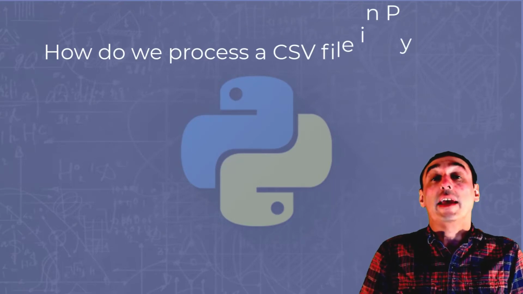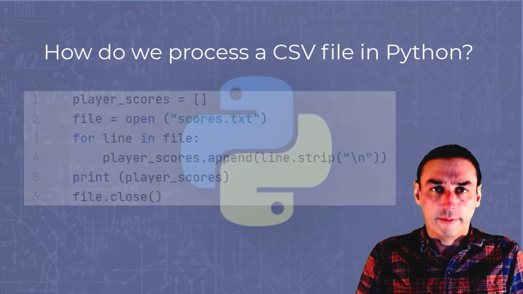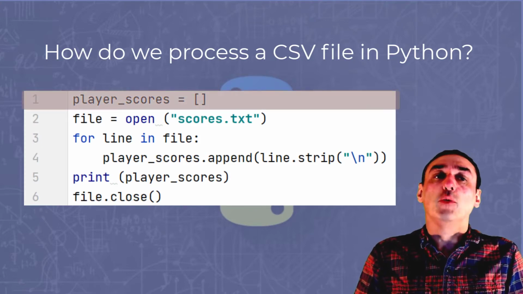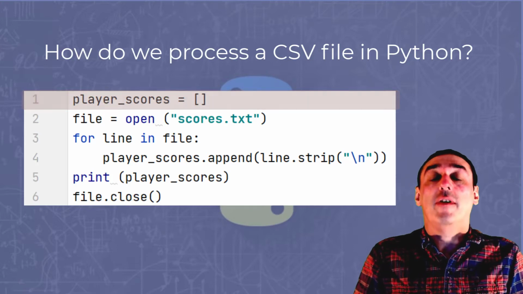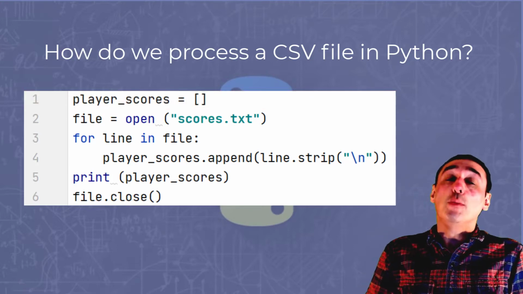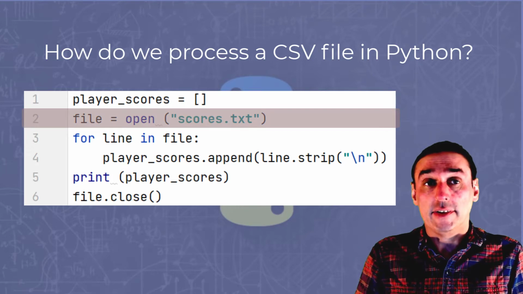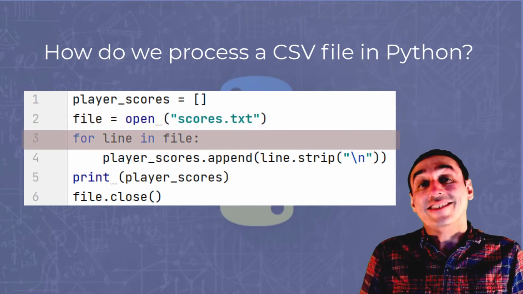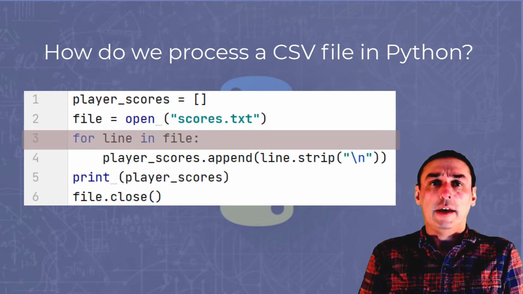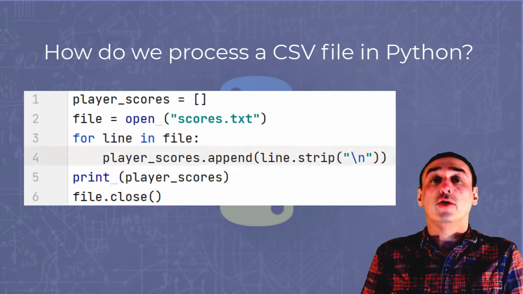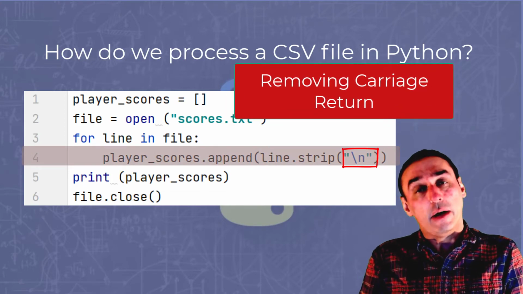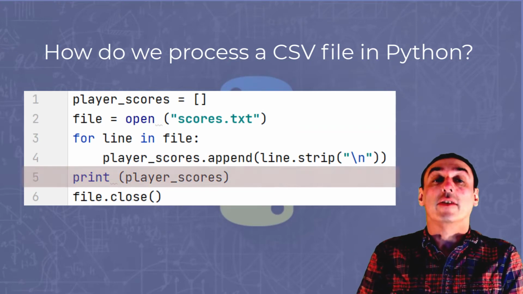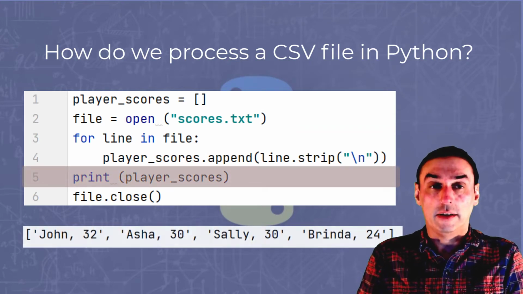How do we process a CSV file in Python? Well, if we take the program that we had earlier, we have players scores, which we define as an empty list, and then we open the file scores.txt. And then, as per normal, we do a for loop which goes through each line of the text file, and each line we append to the players list, stripping out the carriage return at the end. So if we were to print the players list, we'd have the following.